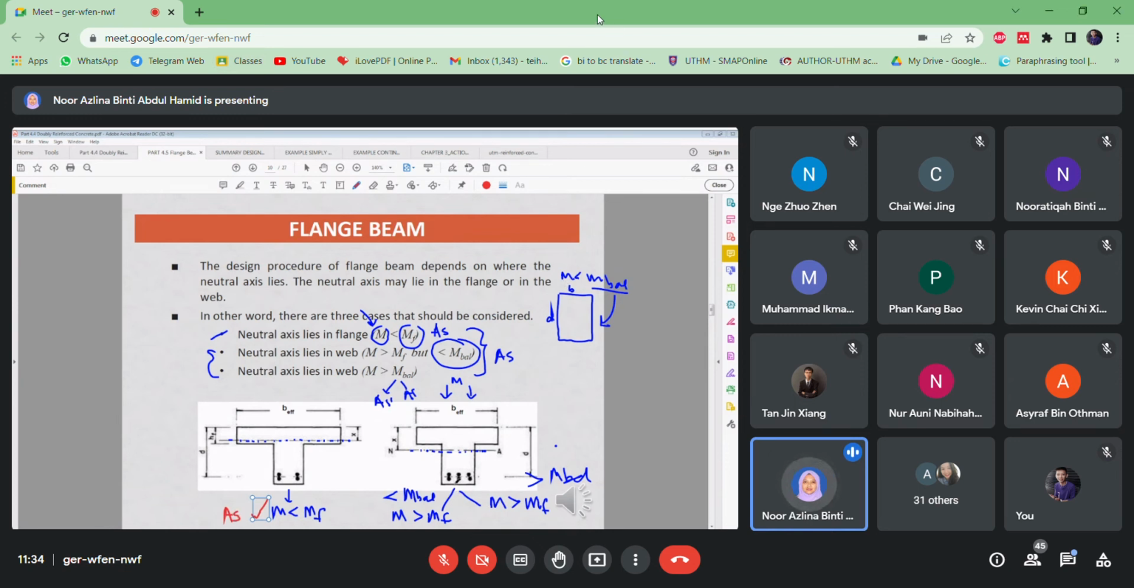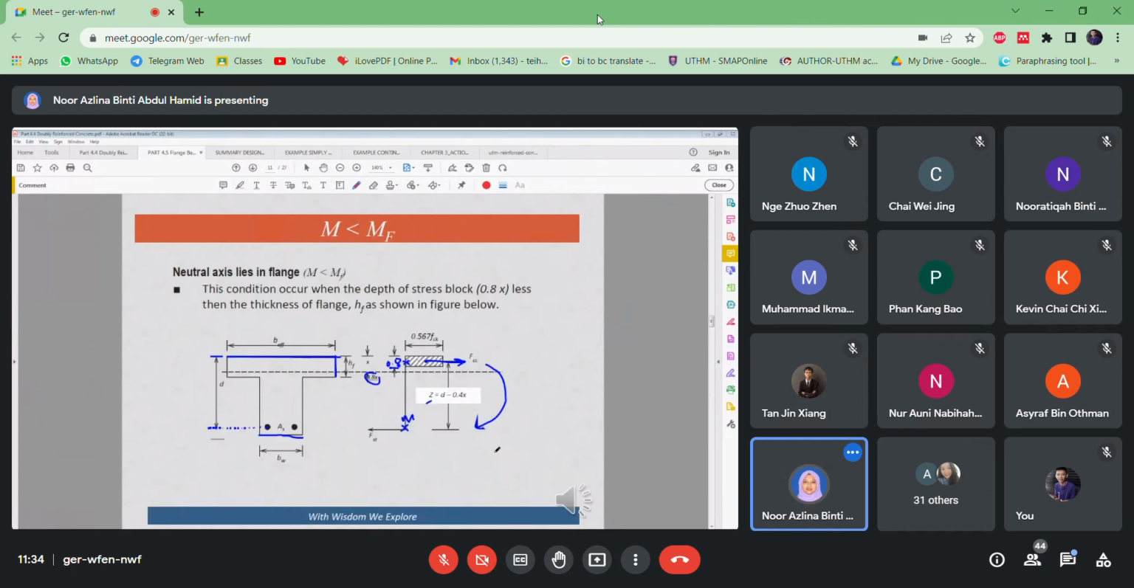Okay, then we go for the second conditions here. Once the second condition, this is the first condition. For the second condition here, it has two situations, okay, which is once the moment is more than Mf, but at the same time you need to check either that the moment is less than the moment balance or more than the moment balance. But the same thing is, the neutral axis will lie in the web here.